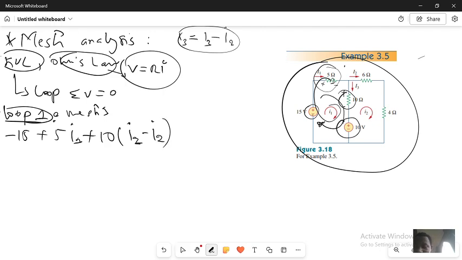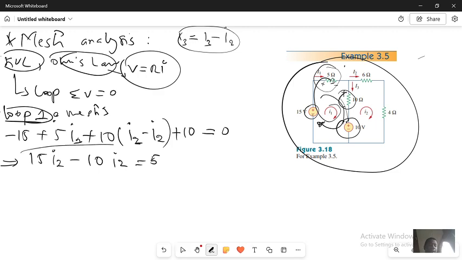I come in this voltage again, the arrow will come in this side, so it's going to be plus 10 times (I1 minus I2), equal to 0. So if I have this one, by the end I will get 5 I1 plus 10 I1, I will get 15 I1 minus 10 I2, and minus 15 plus 10 is going to be minus 5. This minus 5 will come to this side, so it is going to be equal to 5. So I have the first equation.